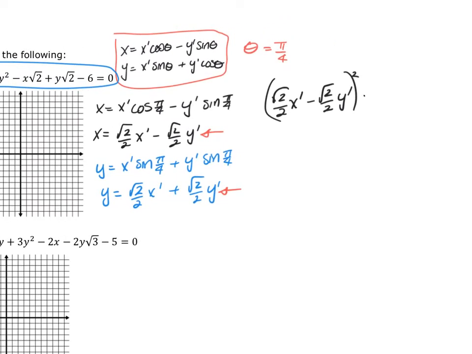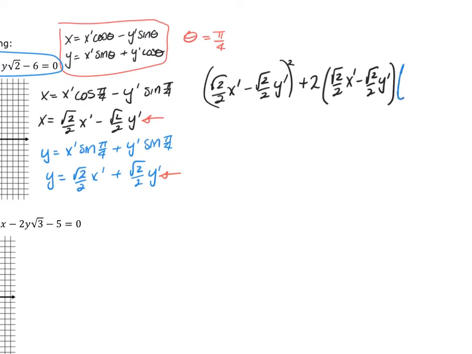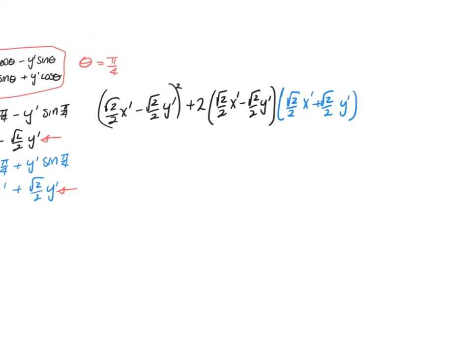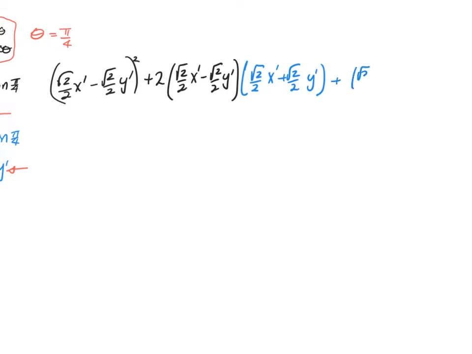So then, my next term is 2 times x. So I'm going to replace x again with the square root of 2 over 2 x prime minus the square root of 2 over 2 y prime. And then my middle term is not just 2 times x, it's 2 times x times y. So I need to replace y with the square root of 2 over 2 x prime plus the square root of 2 over 2 y prime. My next term is y squared. So plus the square root of 2 over 2 x prime plus the square root of 2 over 2 y prime, the quantity squared.